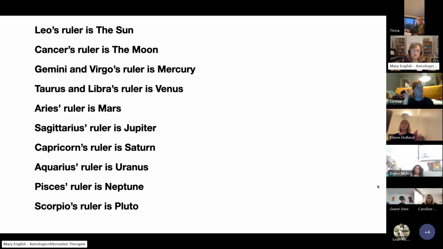Leo's ruler is the sun. Cancer's ruler is the moon. Gemini and Virgo's ruler is Mercury. Taurus and Libra's ruler is Venus. Aries' ruler is Mars. Sagittarius' ruler is Jupiter. Capricorn's ruler is Saturn. Aquarius' ruler is Uranus. Don't worry, you don't have to remember any of these. Pisces' ruler is Neptune, and Scorpio's ruler is Pluto.